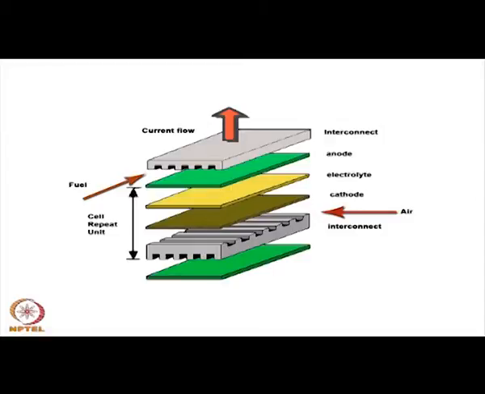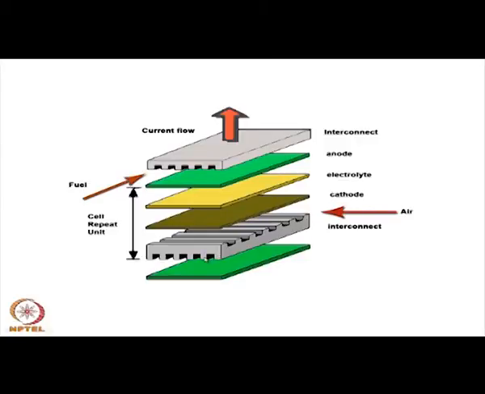This has been shown in a different view, the isometric view, and this is the interconnect. So, there are two interconnects, and one can see the green one is the anode, the black one is the cathode, and the yellow one is the electrolyte. So, there are two anodes shown. This is the start of the next unit cell, the next single cell. So, this is a single cell. Normally, as you can see, there are grooves on either side of the interconnect.